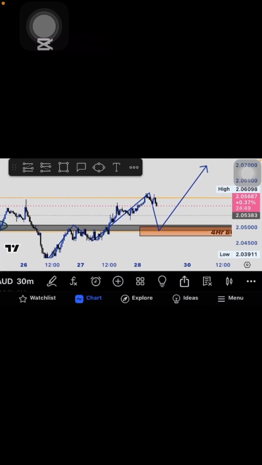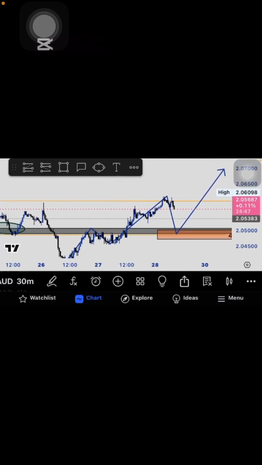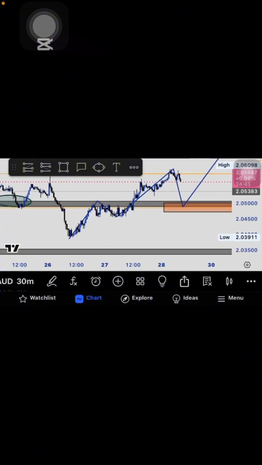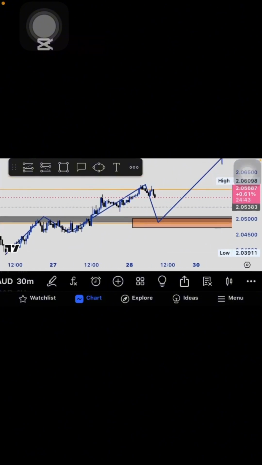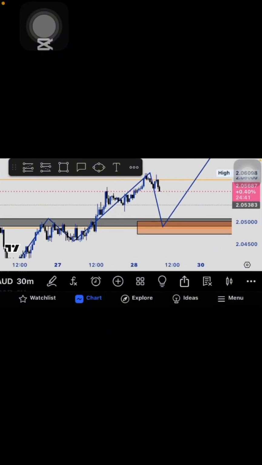I'm just waiting for it to tap in this 4-hour zone. So I'm going to set an alert at that particular zone. Let me set an alert there. We might get a weak rejection there, then we'll go back to the upside. So I'm adding my alert there and waiting to see what happens. So the alert is added at that particular zone.